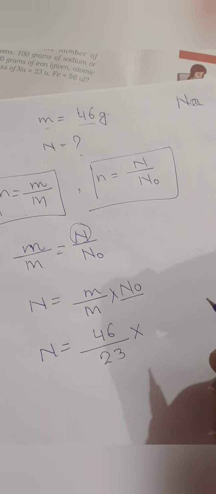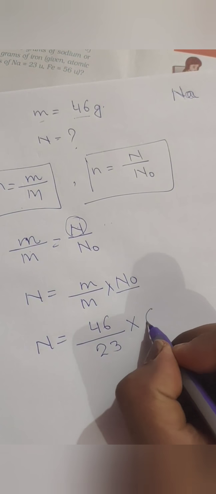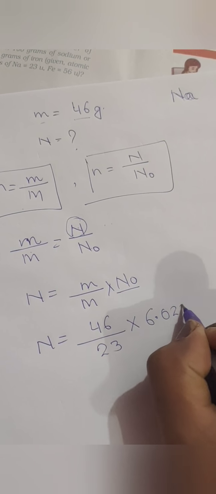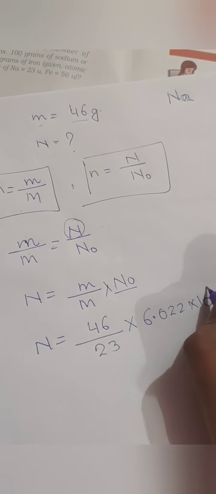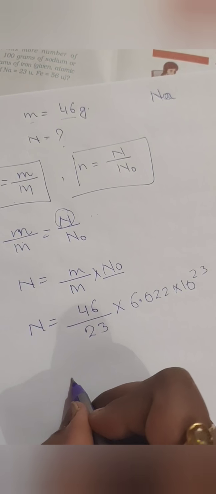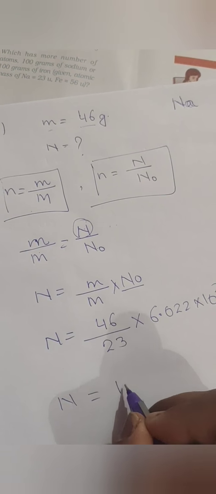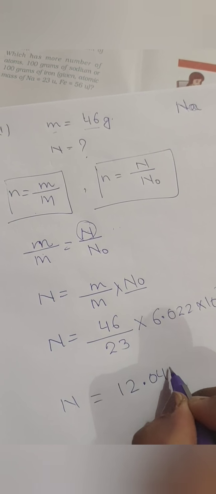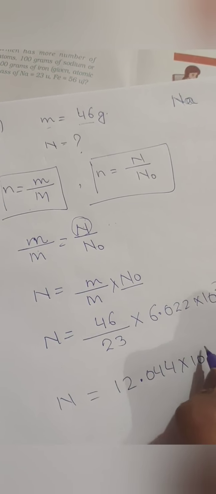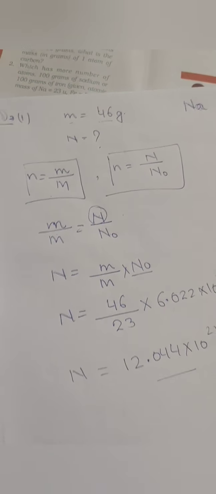Now N naught is what? Avogadro's number, which is a constant value, 6.022 into 10 to the power 23. This is very simple. So you have to calculate this, and the answer is 12.044 into 10 to the power 23. Okay, so this is the number of particles.